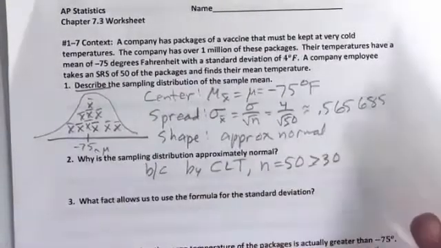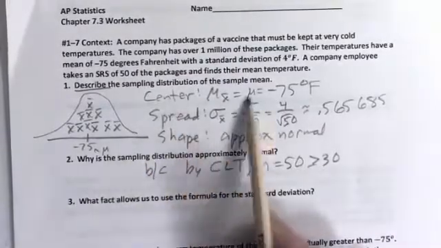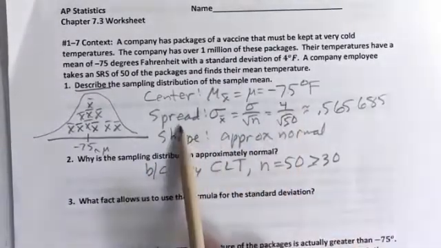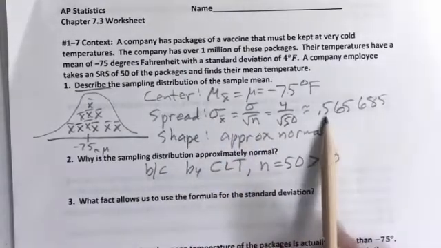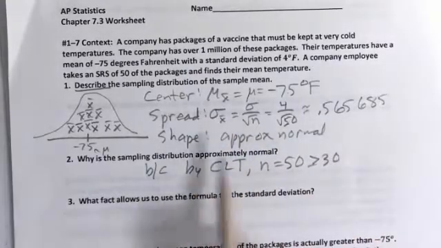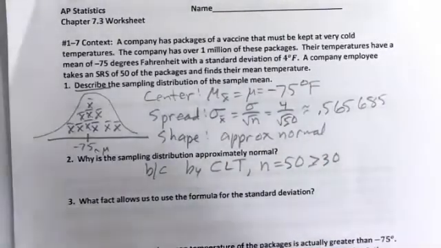So in describing this, you would just say the sampling distribution is centered with a mean of negative 75 degrees. It has a spread, a standard deviation, of 0.567, and the shape is approximately normal, and that takes care of the unusual values as well, by saying it's approximately normal.